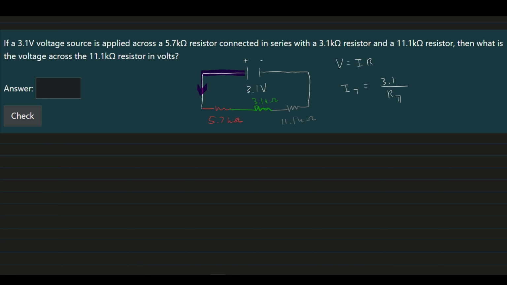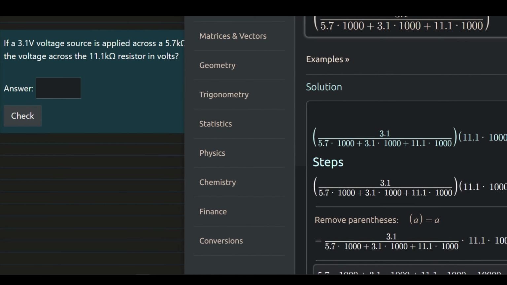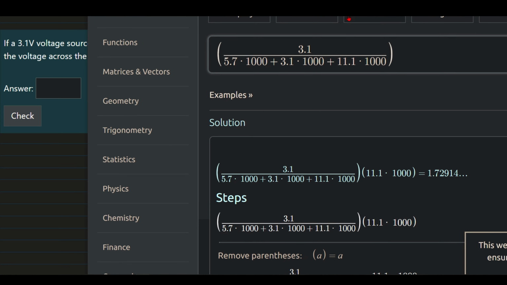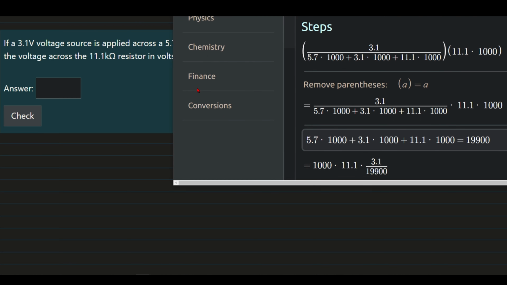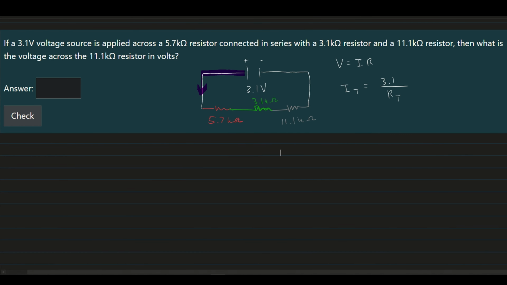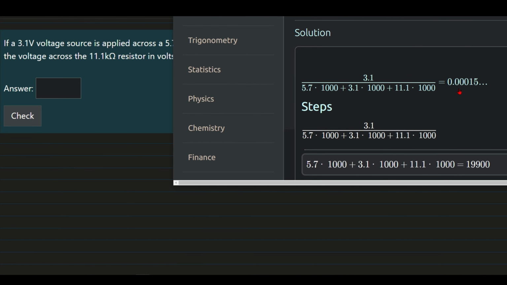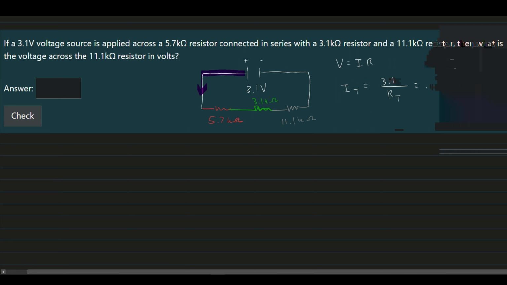If we do that, it's going to look something like the following, where we have our 3.1, again the total voltage, divided by all of our resistors. Now the reason why we have everything multiplied by 1,000 is because we have the kilo ohms, and the kilo is 1,000. So that is going to give us this answer, approximately 0.00015. That's just the current, and from here we are going to take this current, multiply it by this resistance, and get the voltage over here.